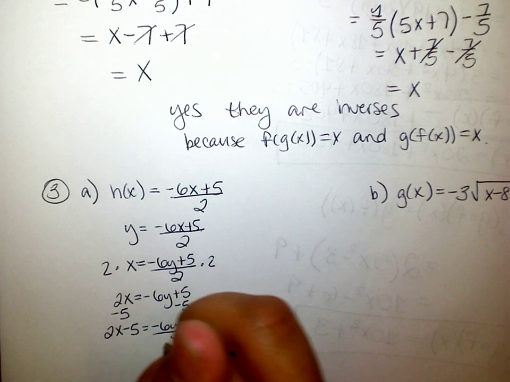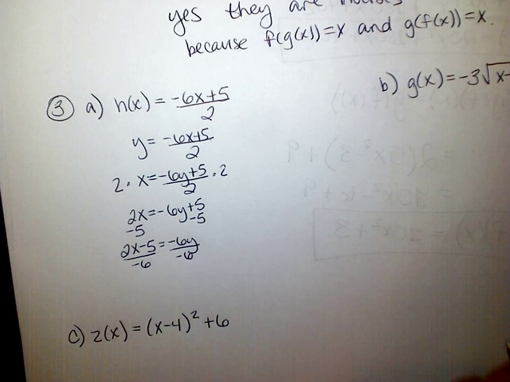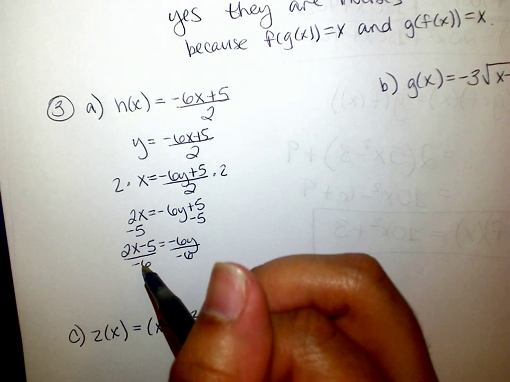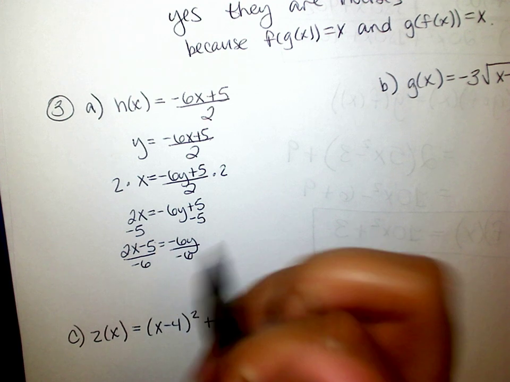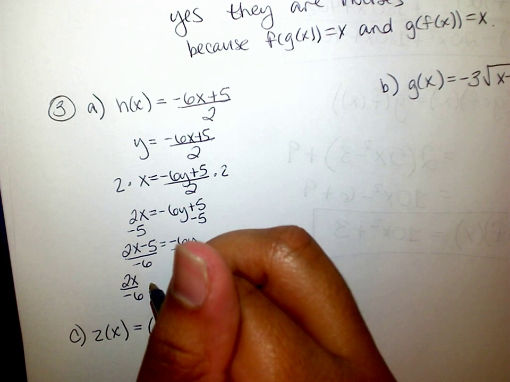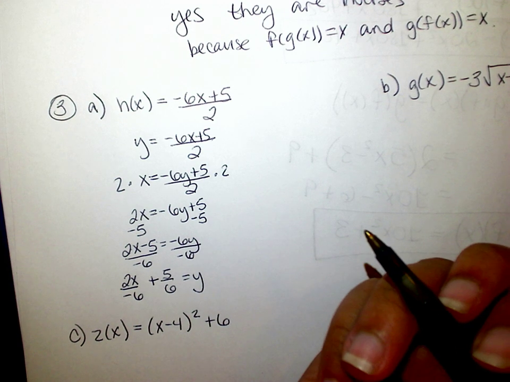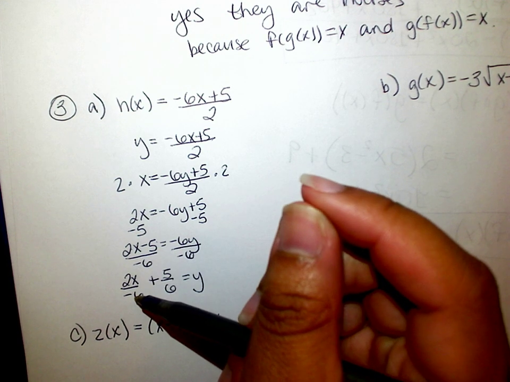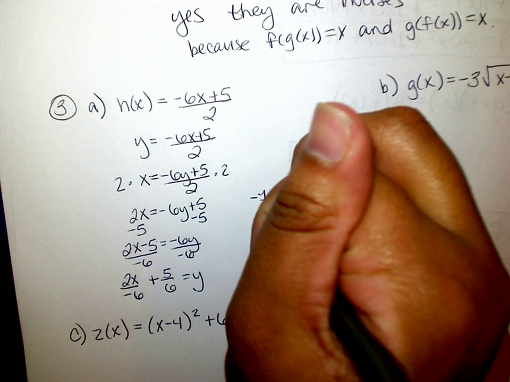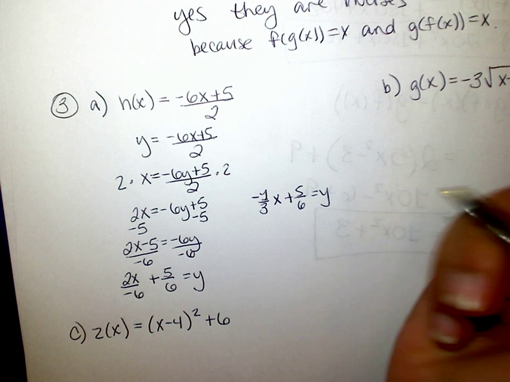Next, we're going to divide both sides by negative 6. So at this step, I'm going to break these two up. So we'll have 2x over negative 6 plus 5 over 6 equals y. So 2 over negative 6 simplifies to negative 1/3. So we're going to have negative 1/3 x plus 5/6 equals y.